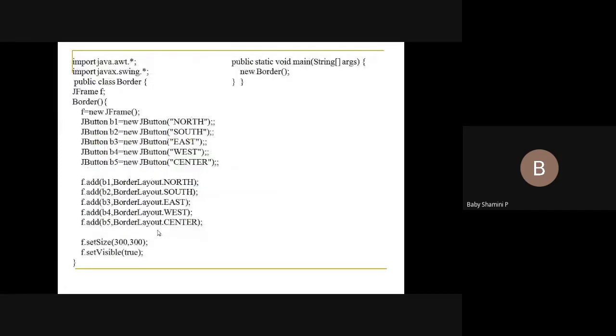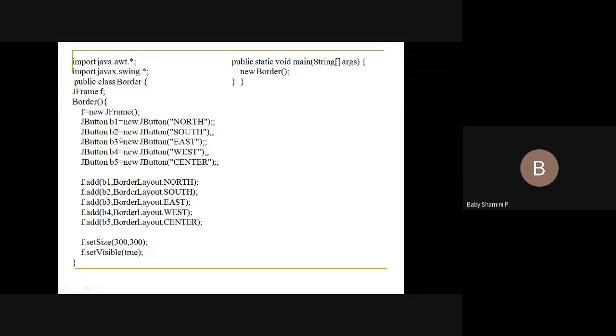Okay, so this is the program for the BorderLayout class. Here we have a class called Border, and we have code inside. I'm going to create an object for the frame, JFrame f, and I'm going to access all those things through this object f. First I'm going to create the regions. I'm going to create 5 different buttons, b1, b2, b3, b4, b5, and each button I'm going to allocate to a different region: north, south, east, west and center.